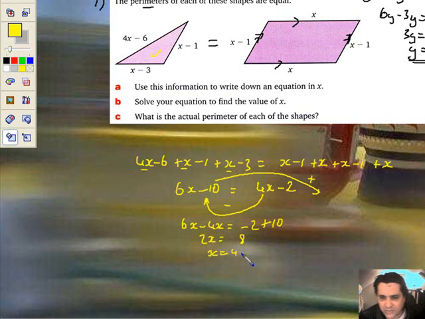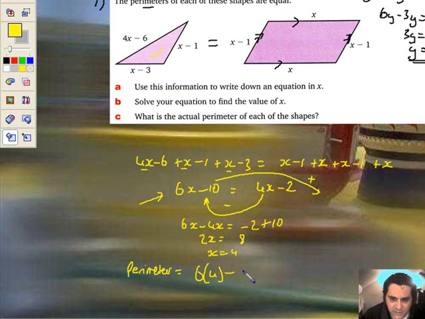What is the actual perimeter of each of the shapes? Well, I'm not going to go down that route of working them all out again independently. The actual perimeter, I'm going to do this one only. I've got, write the word perimeter. The actual perimeter is going to be, if I substitute into this part here, I've got 6 times 4, take away, what have I got here? That can't be right. Let me just check it.